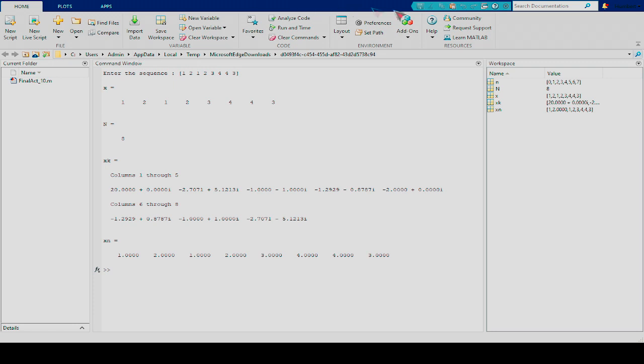Then as you can see here, X is the input. N will be 8, which means the number of elements in the sequence. For the XK, columns 25. Okay, let's try to open the.